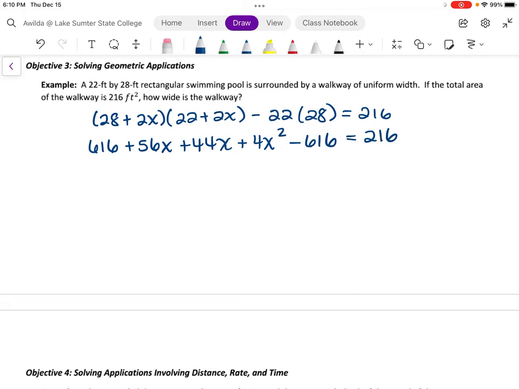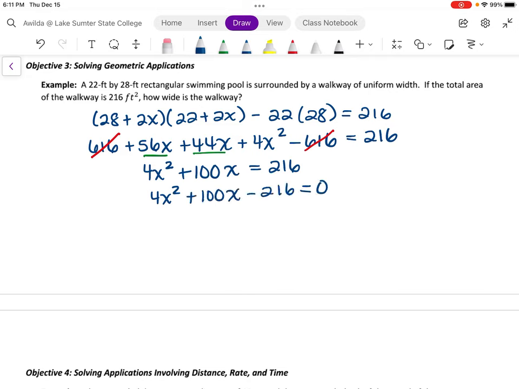And now we're going to clean up the left-hand side of this equation by combining like terms. First, we see that 616 minus 616 is 0. We only have one square term, which is the 4x squared term. Then we have 56x and 44x that can be combined. Together, they add up to 100x. And we're going to set that equal to 216. Now, this is a quadratic equation. Let's go ahead and write it in standard form by subtracting 216 from both sides. So we have 4x squared plus 100x minus 216 equals 0.